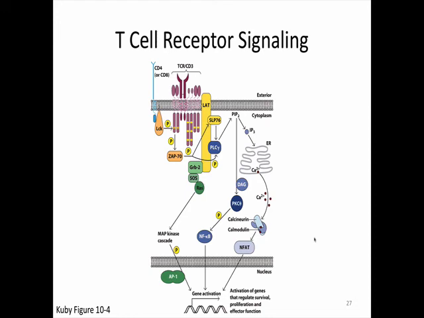Now let's think about cyclosporin. If we use cyclosporin, which transcription factors are blocked? Yep, Mario. Only NFAT. Why only NFAT? Because it only blocks the interaction between calmodulin and calcineurin. So cyclosporin is acting here between calmodulin and calcineurin. So NFAT's not going to get turned on, but AP1 and NF-kappa B are still going to go just fine.